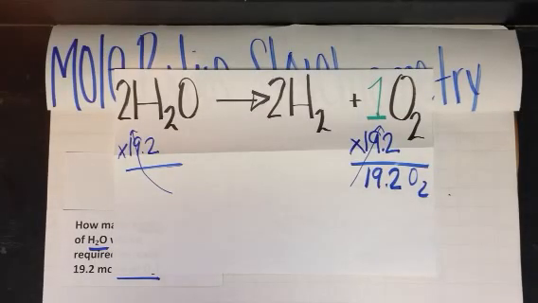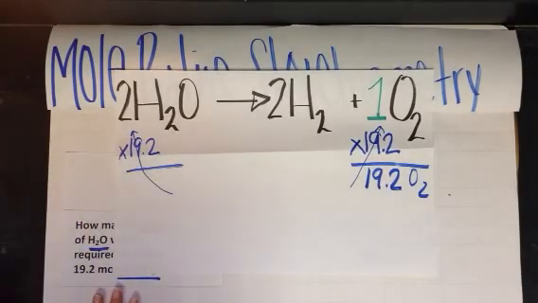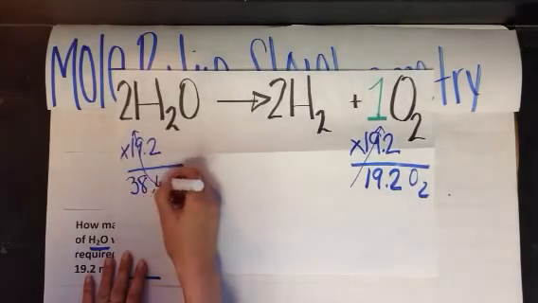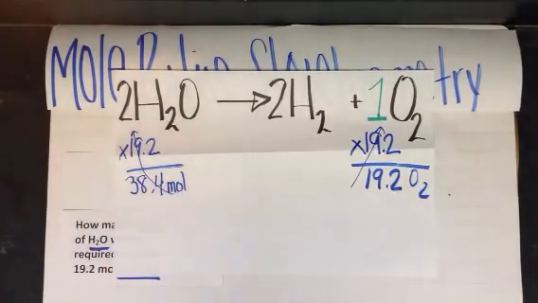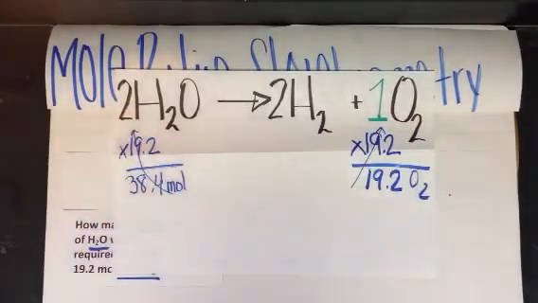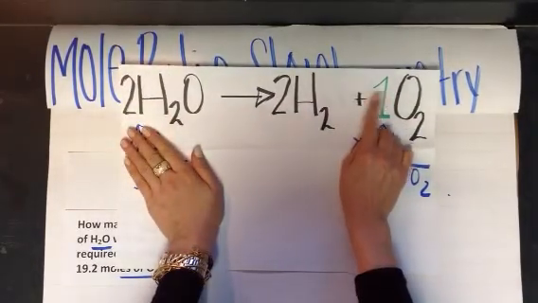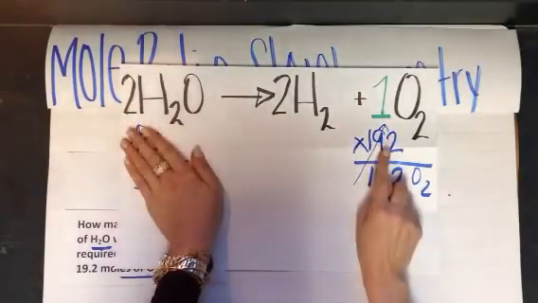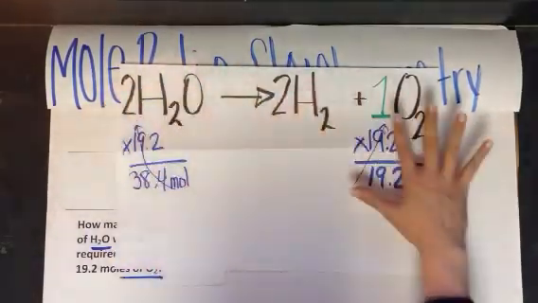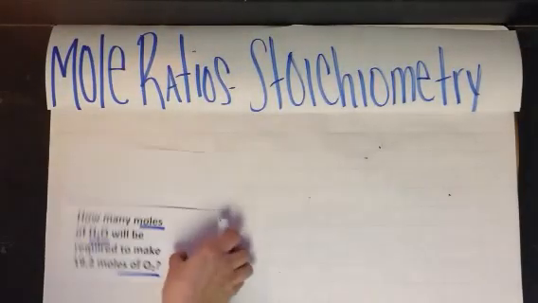So 19.2 times 2, let's take our calculator out and calculate that. Okay, I get 38.4 moles. So in other words, if I start off with 19.2 moles of oxygen, I'm going to get 38.4 moles of water. Remember, in this example, you're starting with 1 mole of oxygen, and you get 2 waters. You want 19.2. So this is the recipe way. We're not going to do the recipe way. Instead, we're going to do the stoichiometry way.